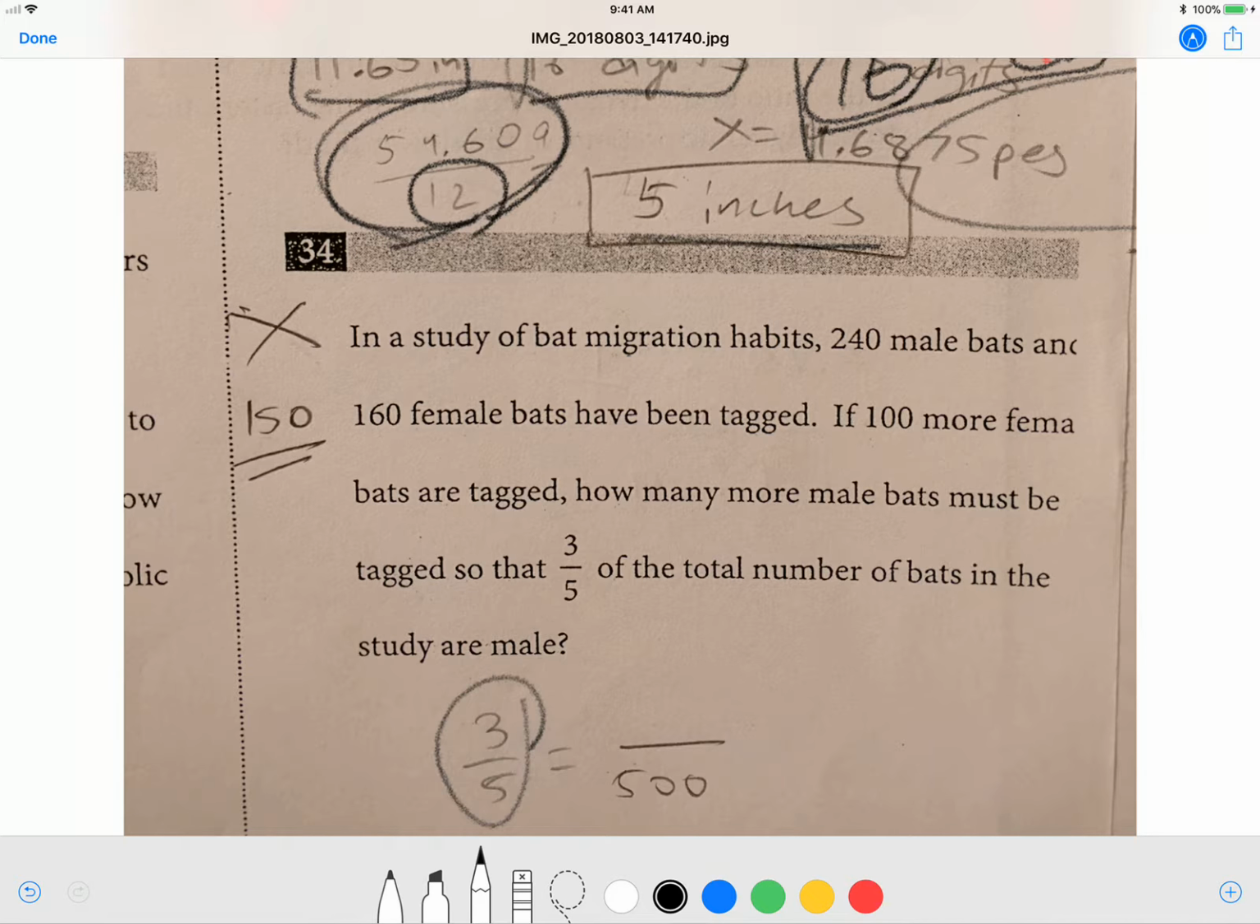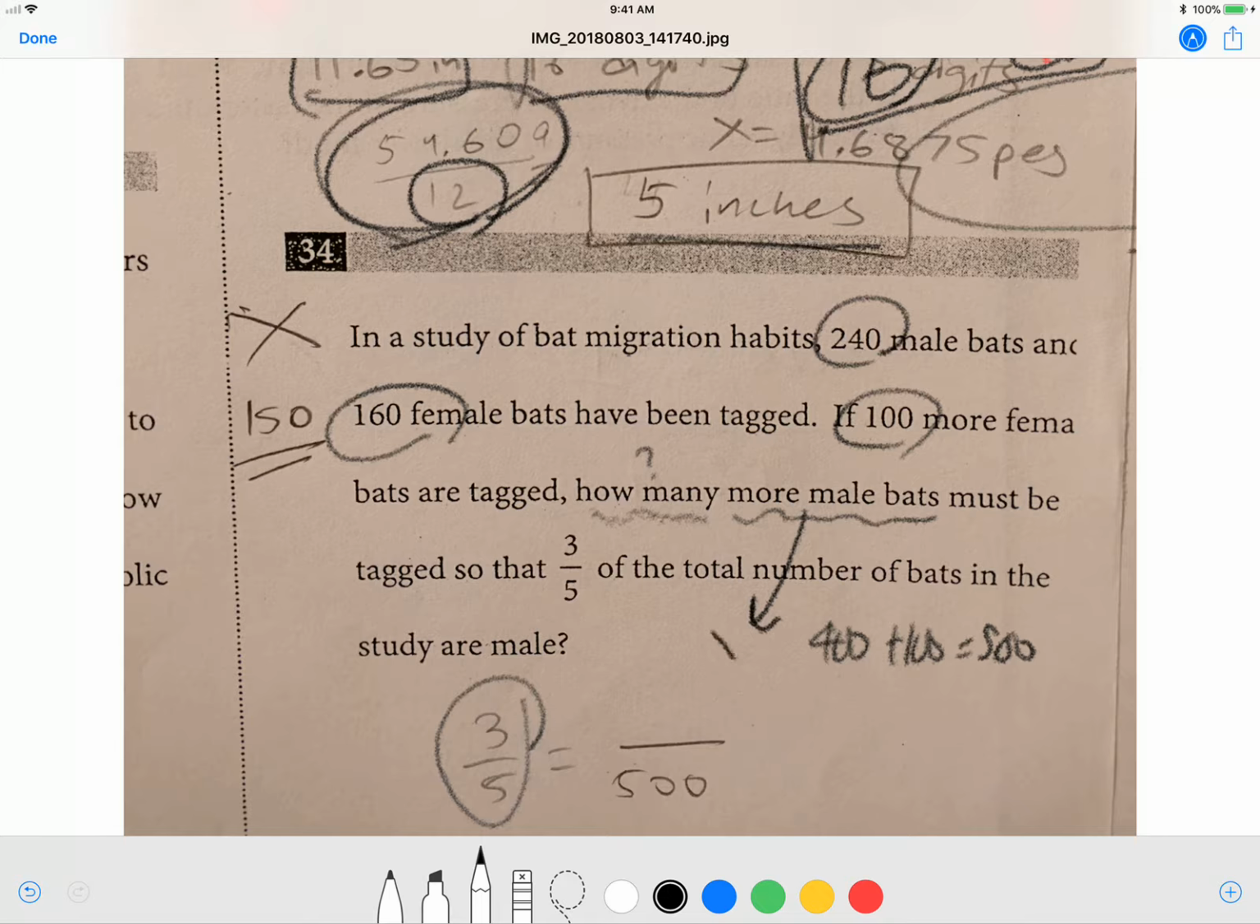Now here's something that you're forgetting. How many more male bats, right? We don't know what it is, so the more male bats, I'm going to call it X. So you're going to add an additional X amount of bats on top of that. And 3/5 of the total number of bats in the study are male. Well, how many current male do I have? 240, plus X as well, because that's how many total male bats. So this top number represents male bats in total, and this represents the total number of female and male bats. So this is the ratio you want to set up.